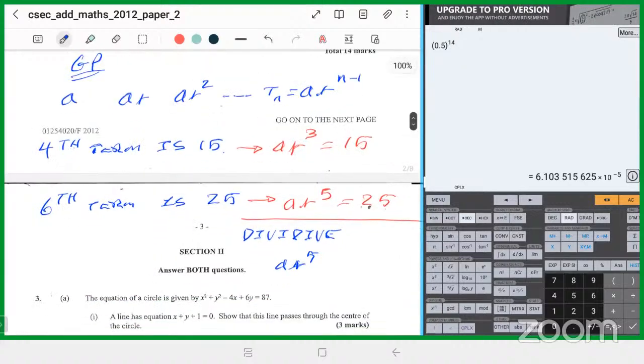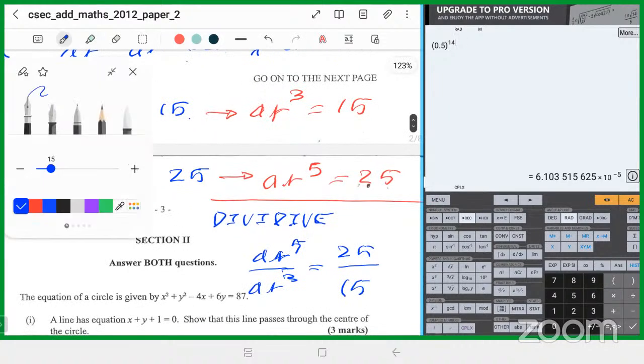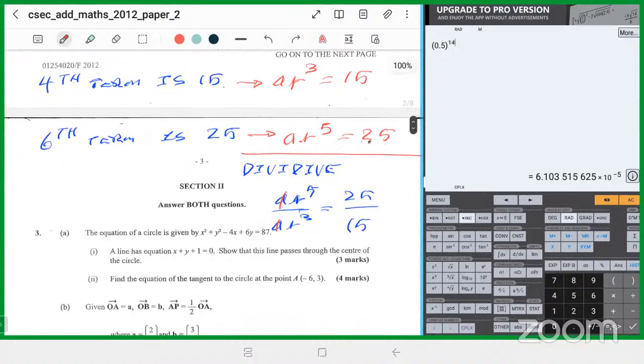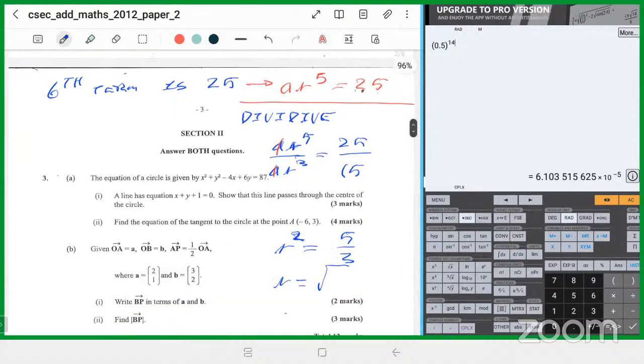AR to the 5th over AR cubed equals 25 over 15. And you realize now that these cancel, right? So the A cancels. Then R to the 5th over R cubed becomes R squared. And then this simplified down to 5 over 3. So R squared equals 5 over 3, and then R will be equal to the square root of 5 over 3, and you can have a plus or minus.